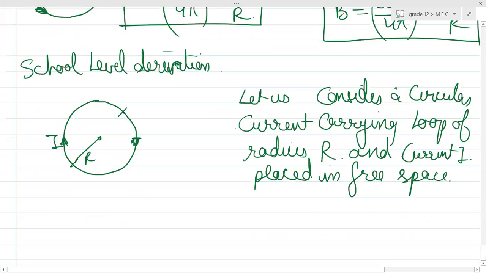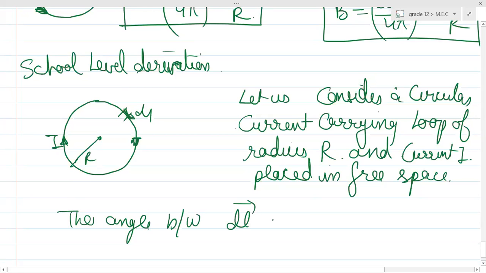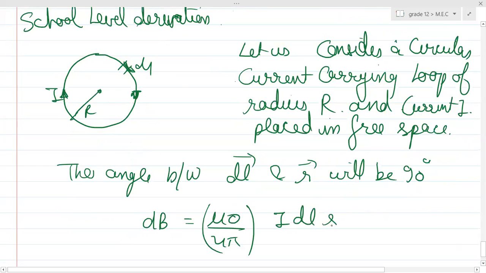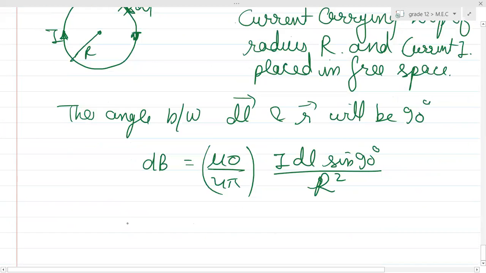So if we choose a small element over here, the dl vector will be like this. The angle between the dl vector and the r vector will be 90 degrees. So you'll write dB is equal to mu naught by 4 pi, I into sine of 90 degrees by capital R square, because that was the length of the distance.